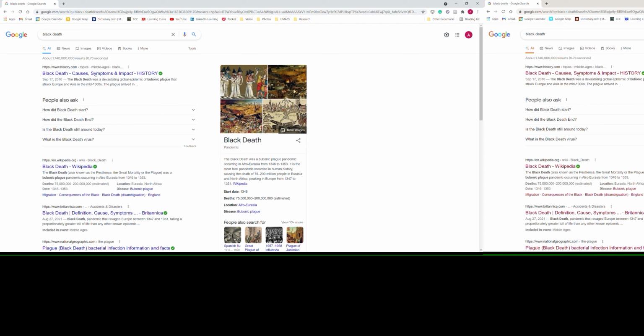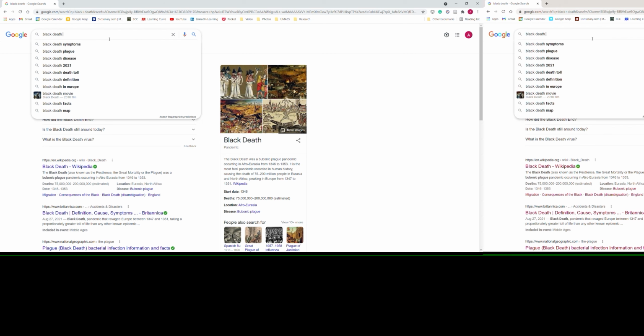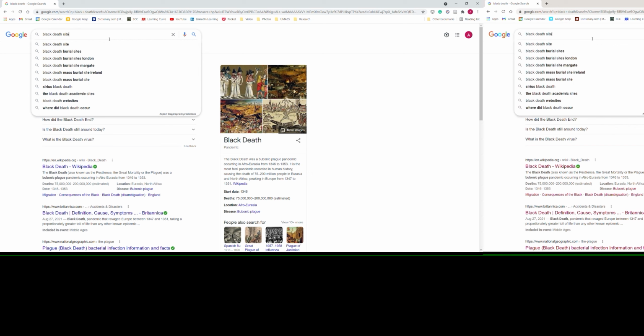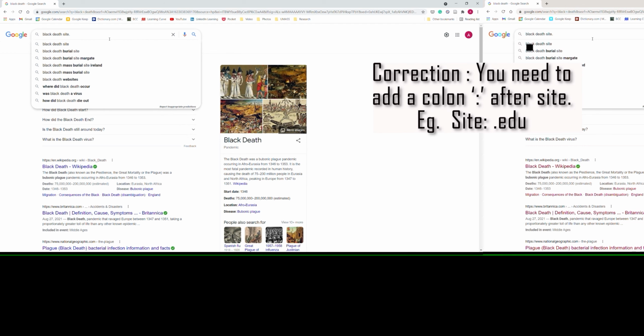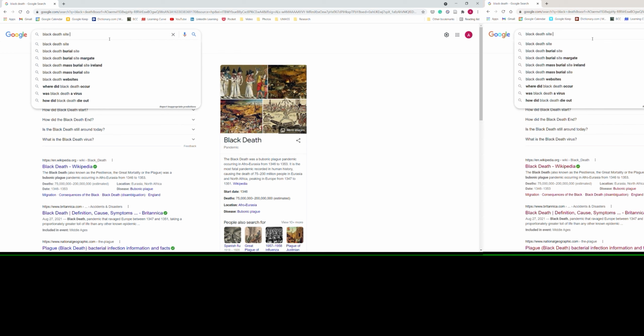So how do we find good ones? Well, the easiest way, I think, is to type in something additional. You want to limit it by domain. So if you type in site, colon, and then one of these domains, either .edu, .gov, or .org, you should get better results. Okay? So what are these domains?